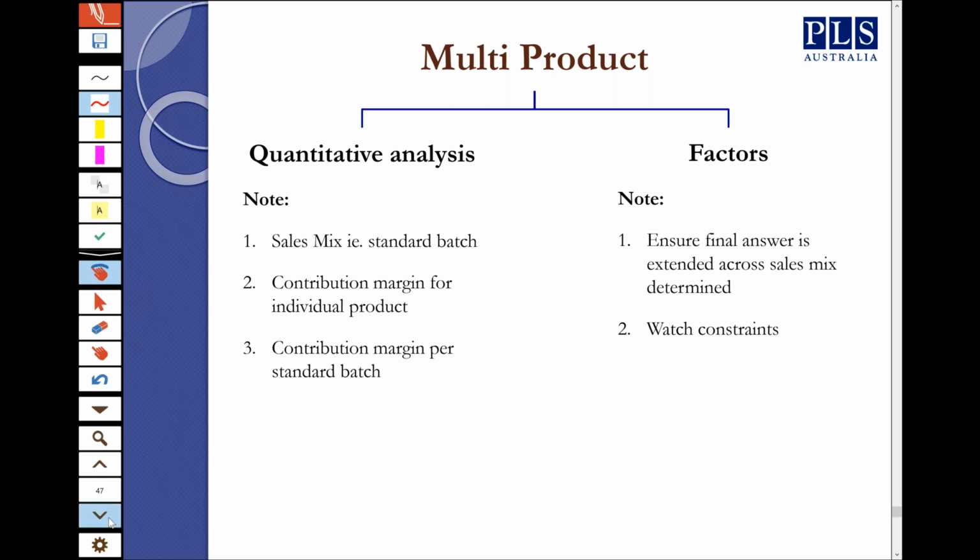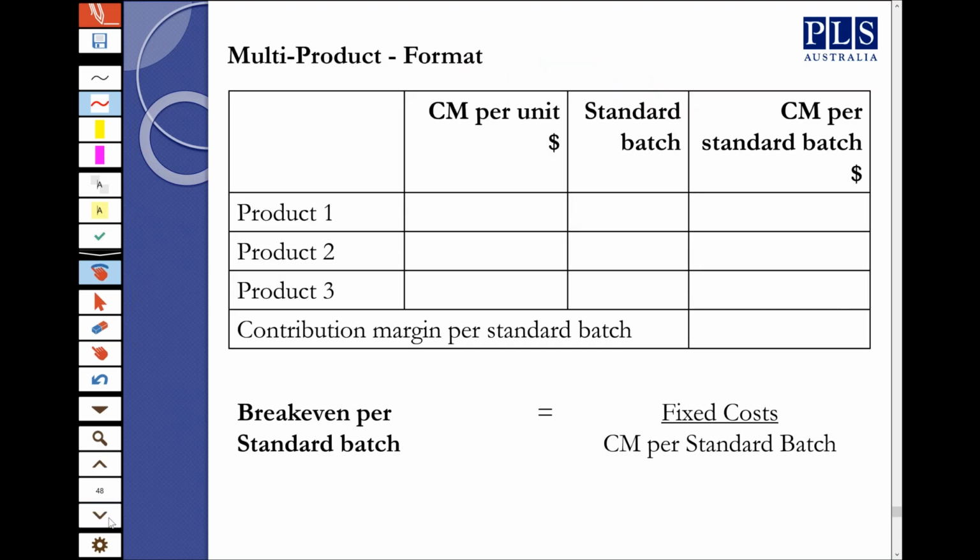So again, if I explain that a little bit more, you'll find that in this sort of area you've got to come up with your number of products: 2, 3, 4, however many they've given you. You pick up your contribution margin per unit. So that's your selling price less your variable cost. You're then going to have to use a standard batch.